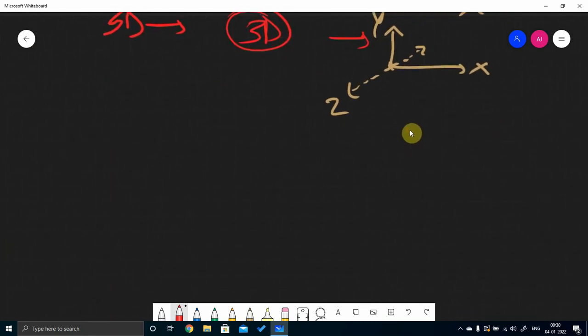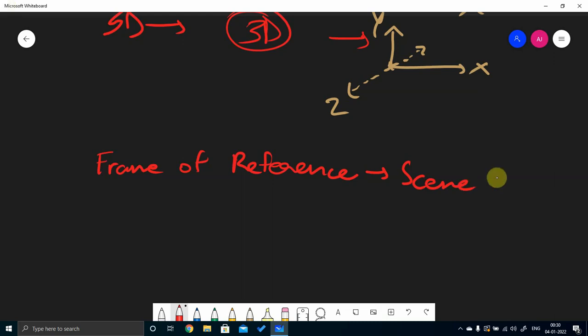Now when we talk about frame of reference, I think I explained that to you earlier. Frame of reference is basically the scene, right? It's the scene used to judge motion. Okay, frame of reference is basically the scene that is used to judge the motion.